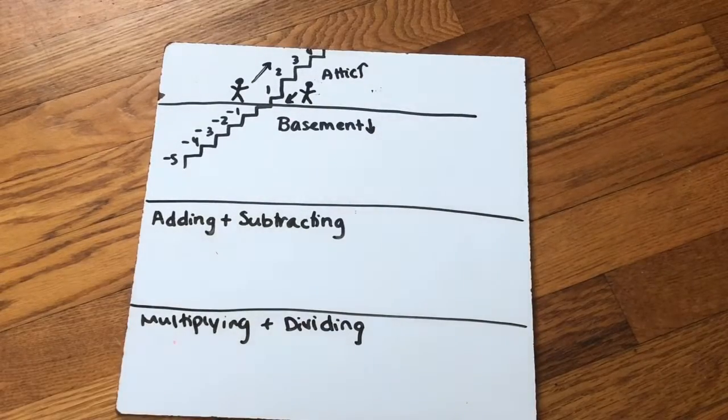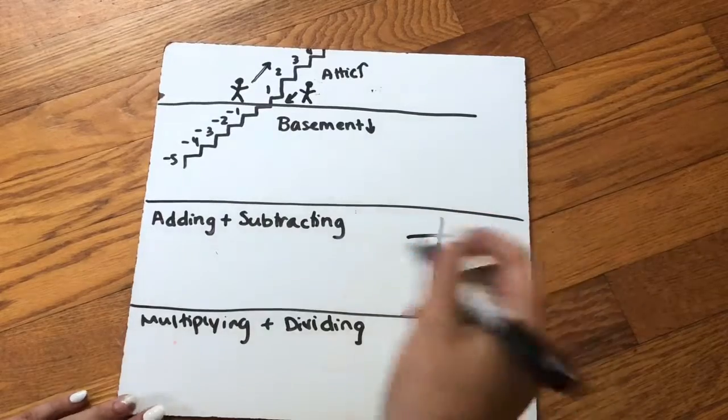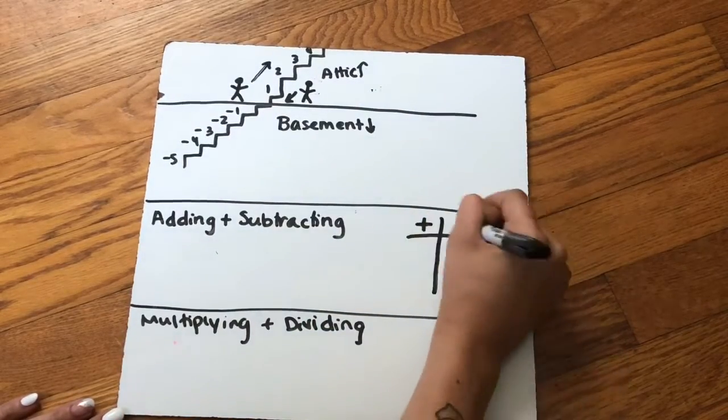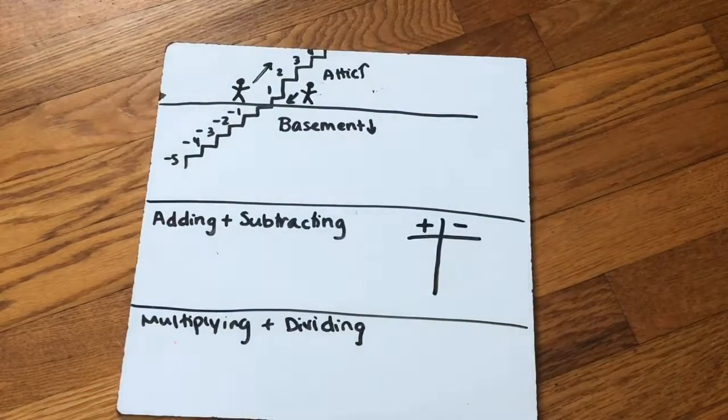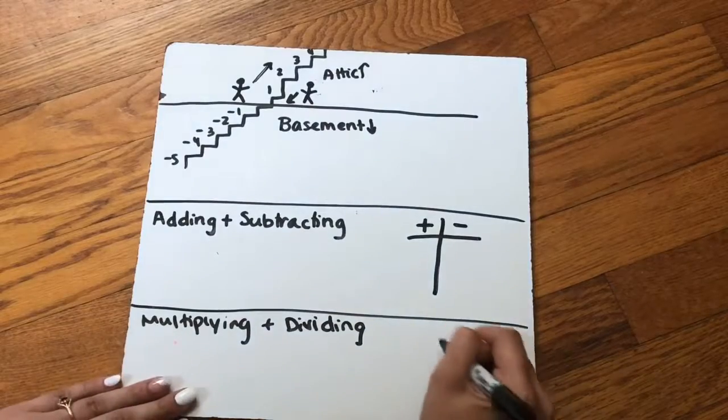When we're adding and subtracting integers, so if we're adding and subtracting these negative and positive numbers, we're going to use a scoreboard. And it's set up like a T-chart, so we make this T, and we're going to have our positive team and our negative team. That's our scoreboard. When we're multiplying and dividing integers, we're going to have what's called a P-chart.